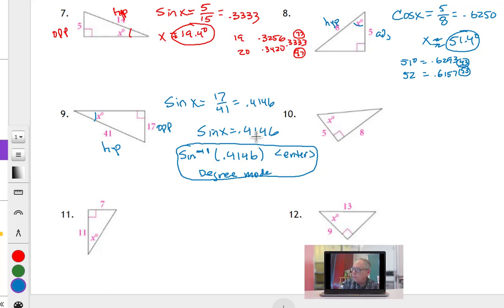is in between 24 and 25. 24 degrees, the sine is 0.3584. 25 degrees is 4226. So 24 degrees again was 0.4067.